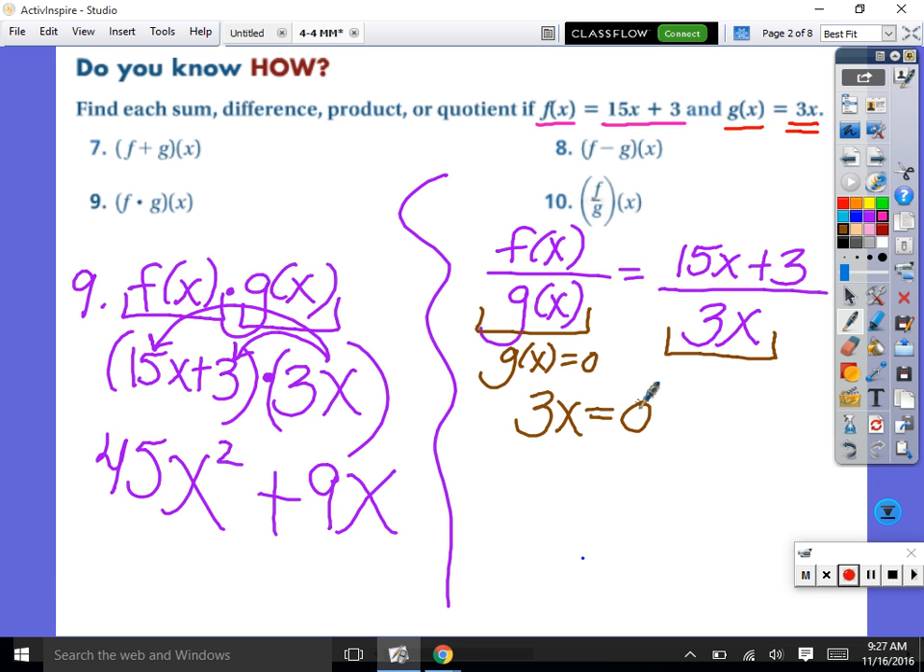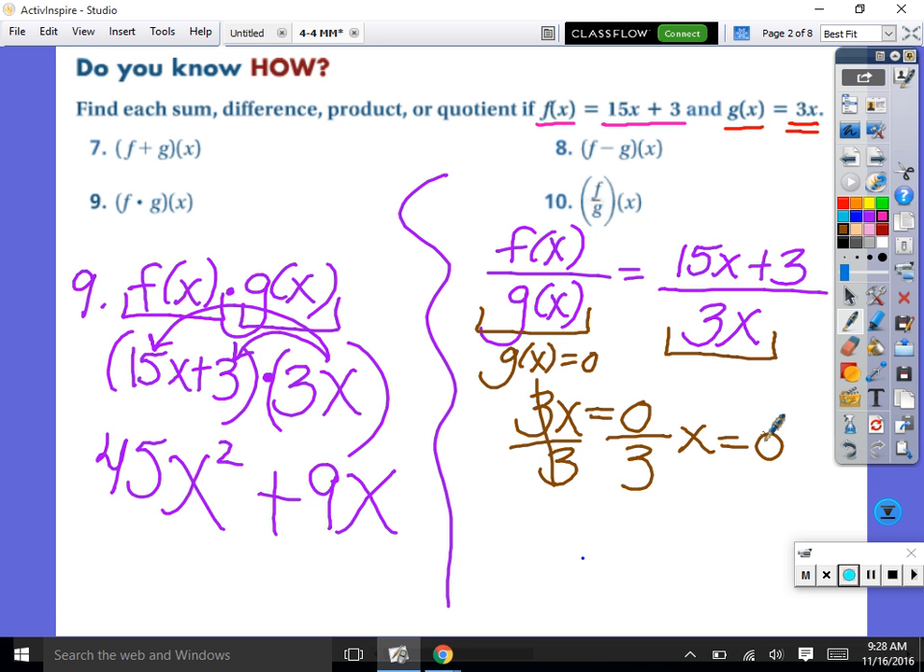So how do we get x alone right now? What undoes multiplication? Division. So we're trying to get x alone. So divide by 3, divide by 3. 0 on top is totally fine. 0 divided by 3 is 0. So x equals 0 would make the bottom 0.